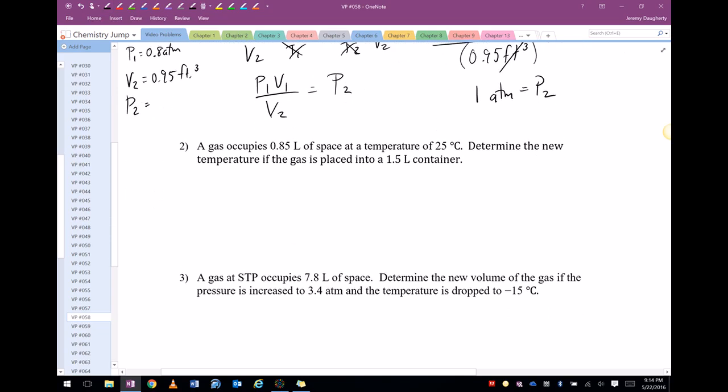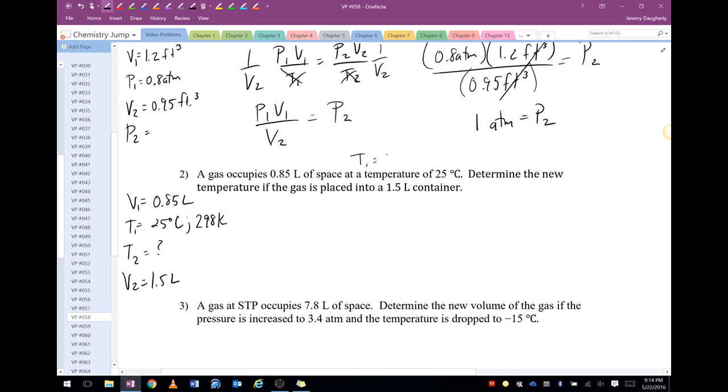Look at this one. A gas occupies 0.85 liters, a typical volume, at a temperature of 25 degrees Celsius. Determine the new temperature. So these are V1 and T1. This is T2, that's what I'm looking for, if the gas is placed into a 1.5 liter container, so the new volume is 1.5 liters. Now temperature, you can't use Celsius, so we have to add 273 to that. So T1 is equal to 25 degrees Celsius. Temperature Kelvin is equal to temperature Celsius plus 273. I get 298 Kelvin.